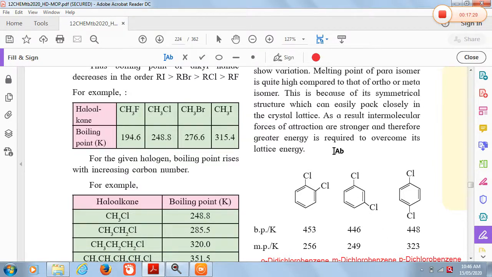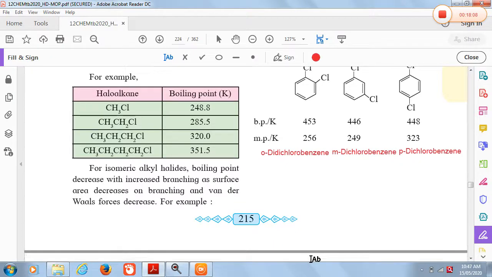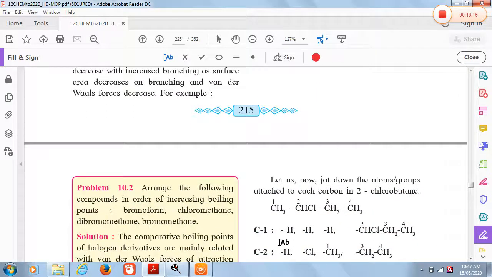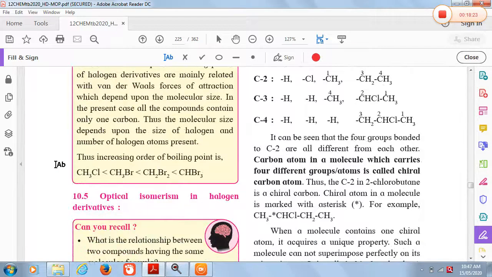Due to the symmetric structure, this can be easily packed in a close manner, giving a close-packed crystalline structure. So due to that, intermolecular forces of attraction are stronger and therefore greater energy is required to overcome the lattice energy. More is the energy required, higher is the melting point. That's why remember that the reason is the symmetric structure and close-packed crystalline structure. Then one question is given, you can go through that and check the order.